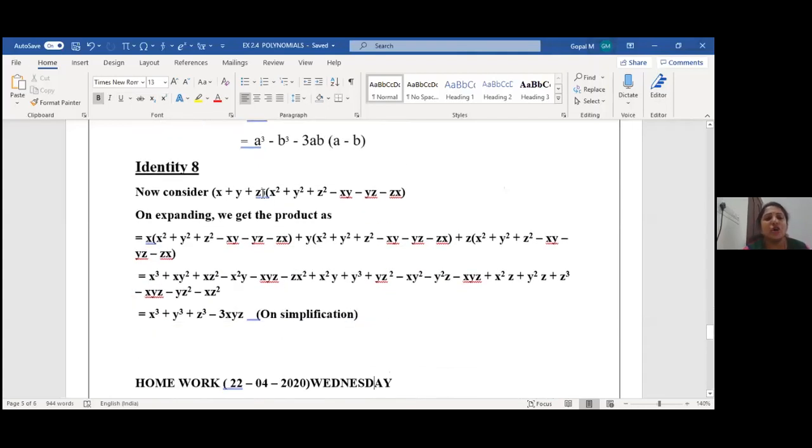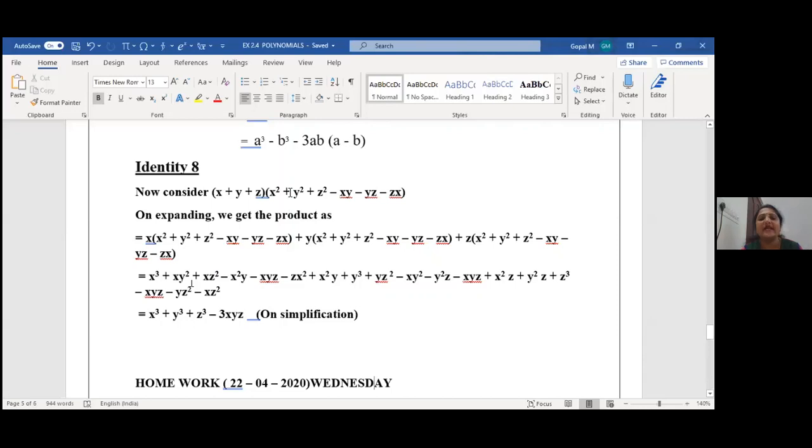So this is another one, identity 8. Multiplication of a trinomial by a polynomial. Same thing: from x, you multiply this polynomial; from y, you multiply this polynomial; from z, you multiply this polynomial. So collect everything here. Few things will get cancelled. Minus x square y plus x square y will get cancelled. Plus xz square, minus xz square will get cancelled. Minus yz square, all these things will get cancelled. Only x cube plus y cube plus z cube, and here minus xyz, minus xyz, minus xyz. That is the thing: minus 3xyz will remain.